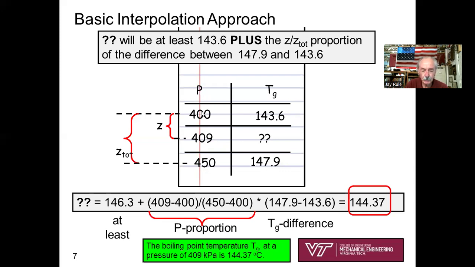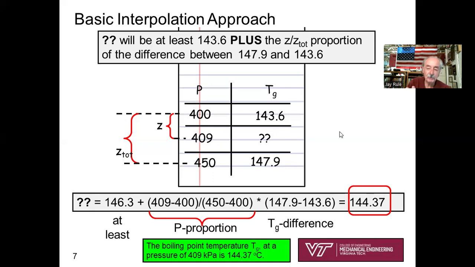Left column, it's the pressures. I've written down my two tabulated values, and I put my value in the middle of those. Okay, so I wrote those down. Then I copied off what I'm looking for, the saturation temperature. I wrote those two numbers down, 143.6, 147.9.